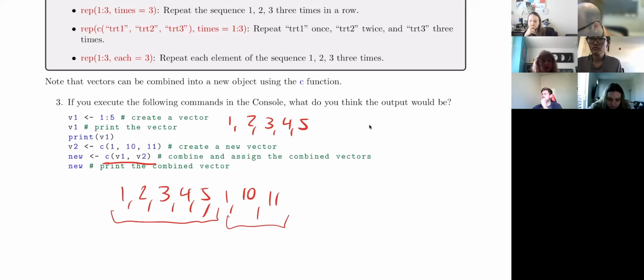This sort of combining comes in handy if you did some statistics in R previously and you're doing simulation-type techniques, like pooling two samples together.